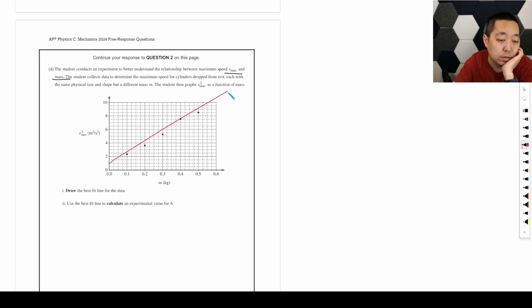If you have a straight edge, this is a lot easier. It's hard to do on the computer with the OneNote. Use the best fit line to calculate the experimental value for B.